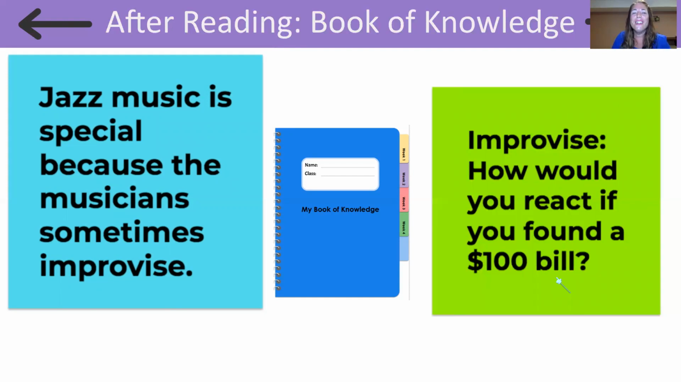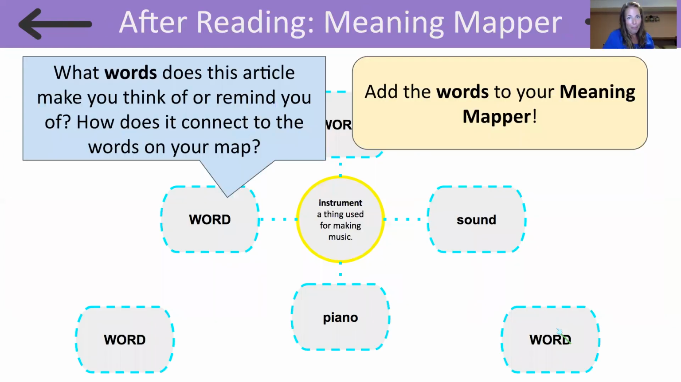So, readers, good job jotting down what you would like to remember about jazz music. I would like for you now to take out your meaning mapper. Think about our focus word, instrument. Remember, instrument is a thing used for making music. What is another word that you can connect to our focus word or another word on your meaning mapper? Pause the video and add to your meaning mapper now.